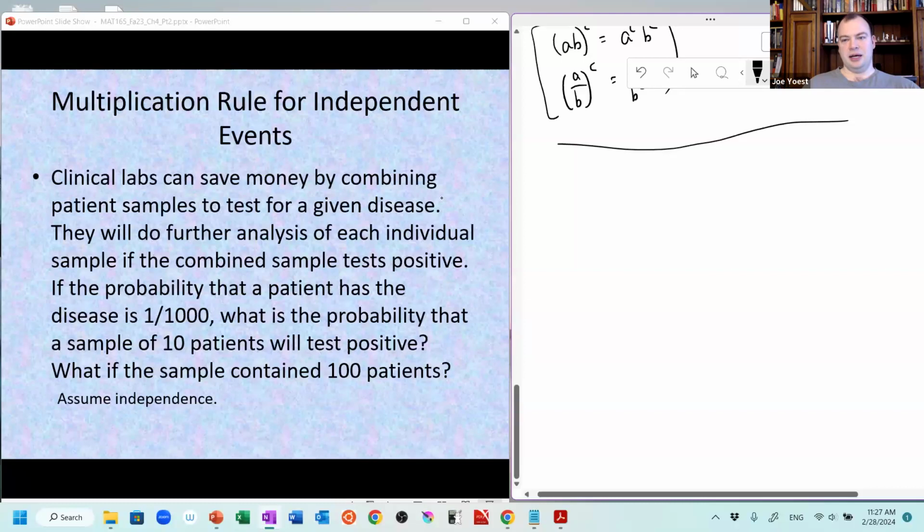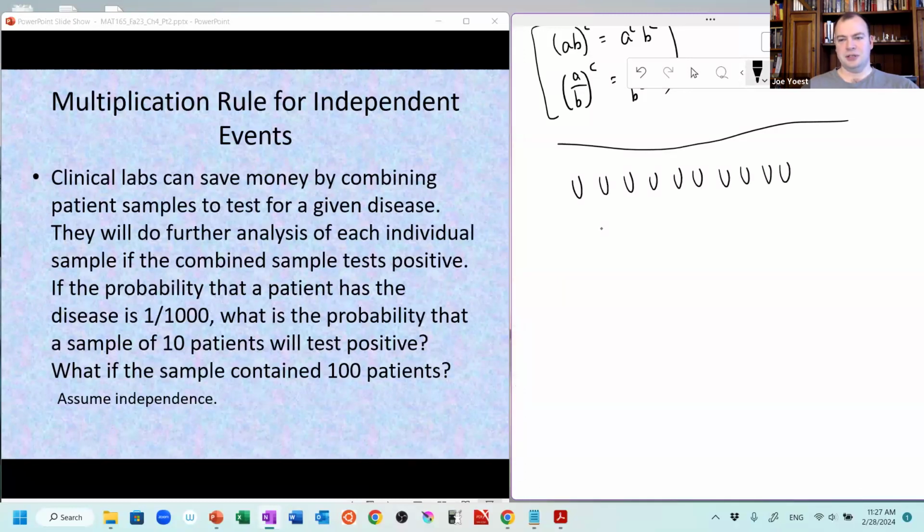So here's the idea: if I have, let's say, 10 patients, I have 10 test tubes or vials. And maybe all that I want from this test is has the disease or doesn't have the disease for each of these. That's all that I care about, is that binary answer, has the disease, doesn't have the disease.